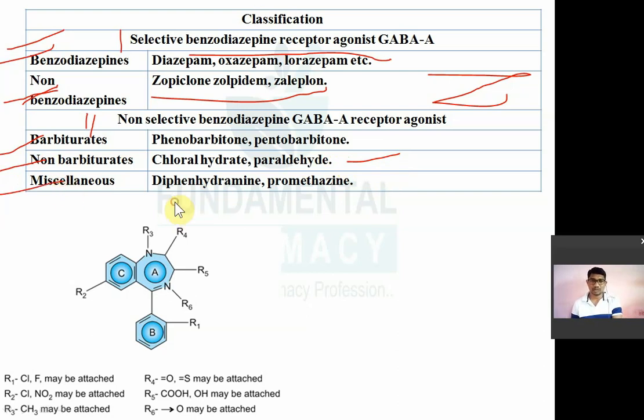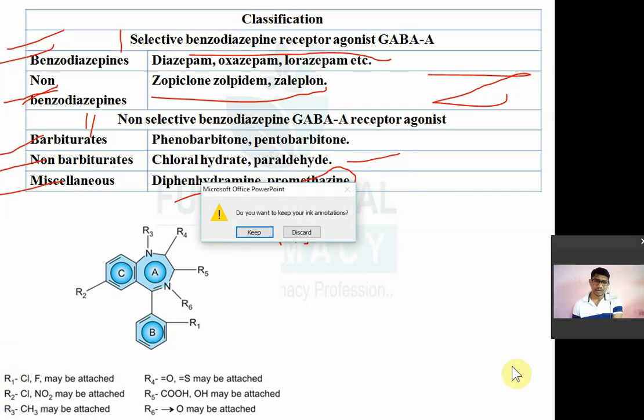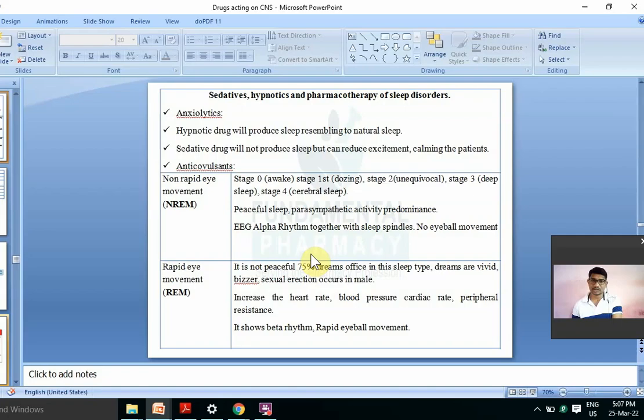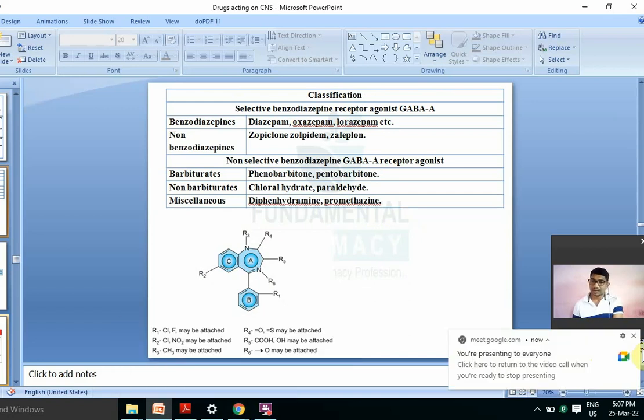Most of these antihistaminic drugs have one adverse effect of sedation. Antihistaminic drugs, H1 blockers, their adverse effect is nothing but sedation. These antihistaminic drugs are also sometimes used as sedative hypnotics because of their adverse effect. Remember, this classification is very important. You have to remember it.